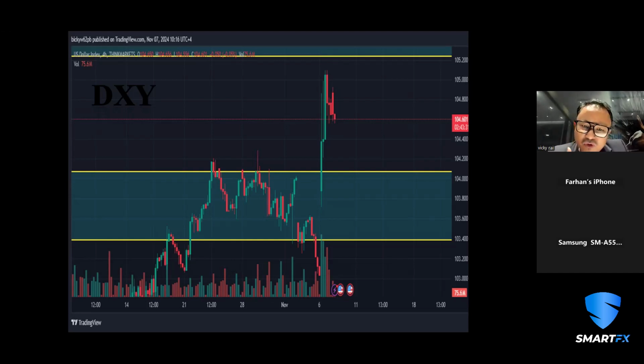The reason why the dollar went up and gold went down, or the euro or any of the currencies went down, is that once Donald Trump got elected, he had already declared that they're going to impose a 60% tariff. So any imported goods from China will be more expensive for the US consumer. So literally the inflation will go up. So that's the reason why the dollar is going up.